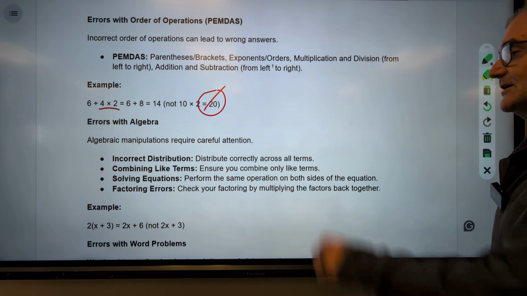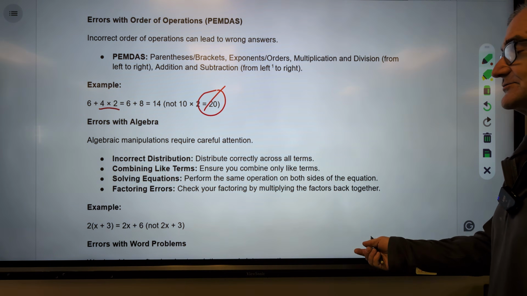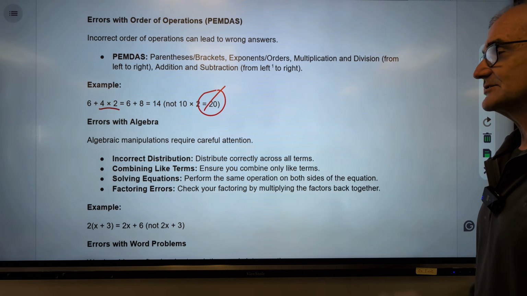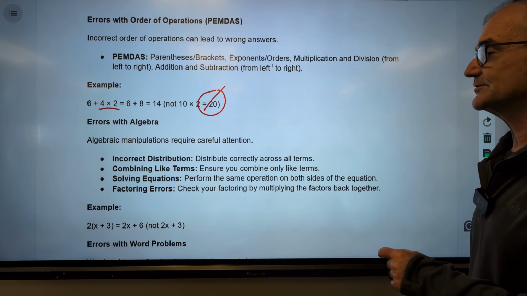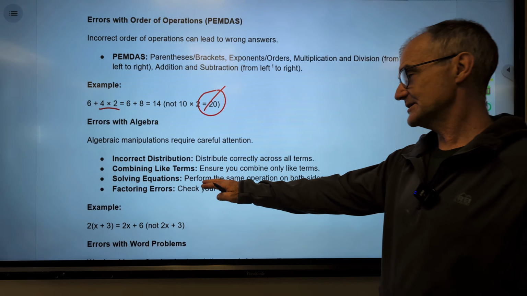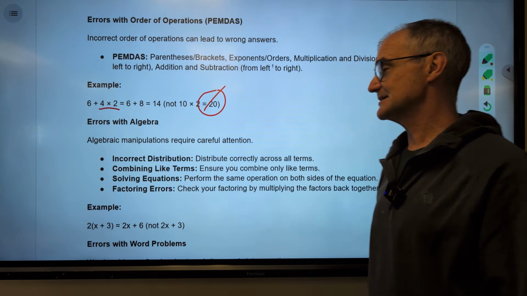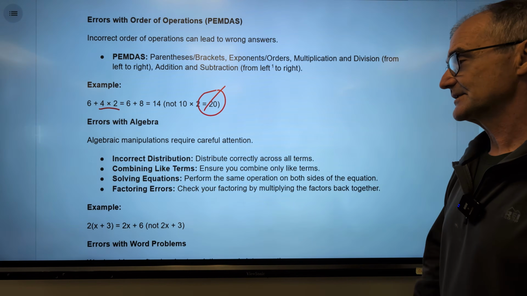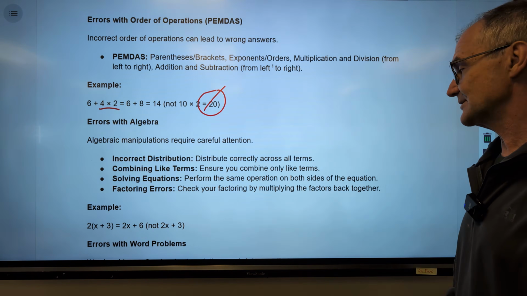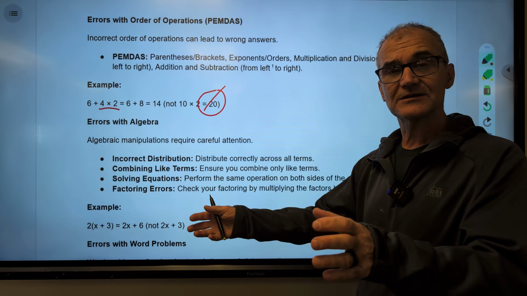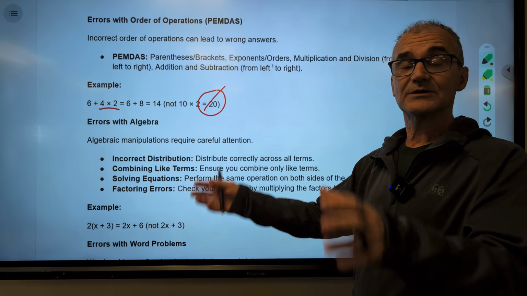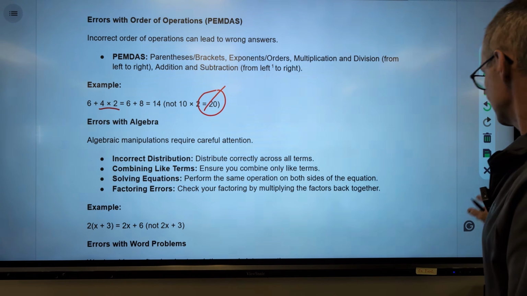Make sure in all the algebra you distribute correctly and that you combine similar terms. And then on solving equations, perform the same operation on both sides of the equation. Make sure that thing stays balanced the whole time. Factoring errors: check your factoring by multiplying how you factored an algebraic expression or equation to make sure you did it correctly.